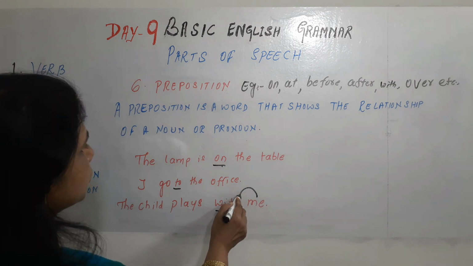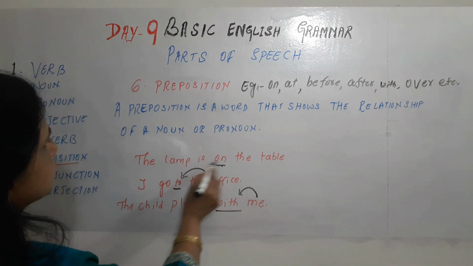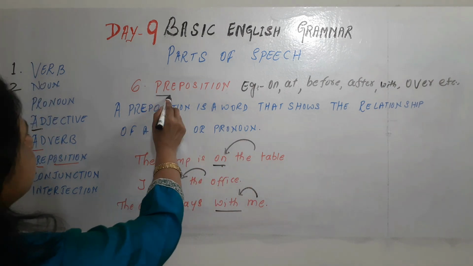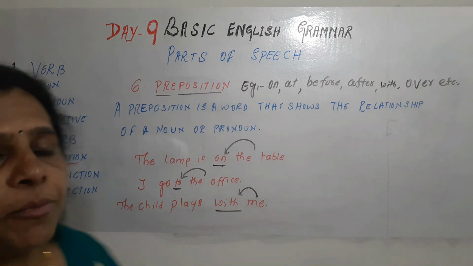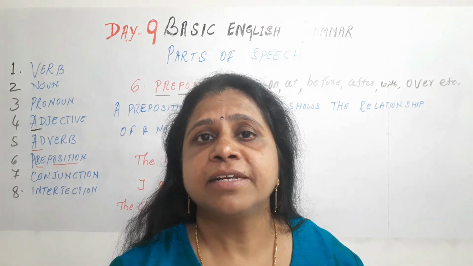So prepositions: to the office, on the table. That's why it's called a preposition. Alright. So this is about preposition. Now next, understand the other parts of speech.